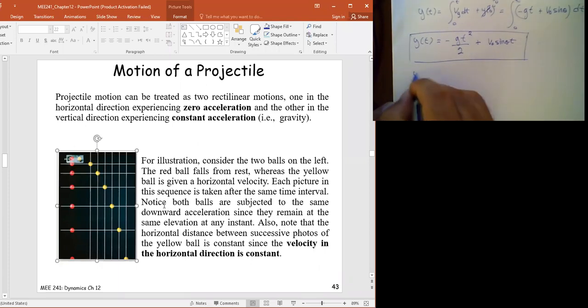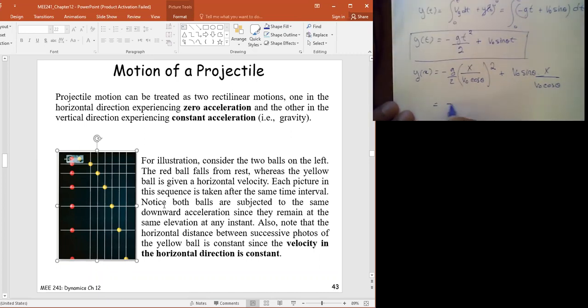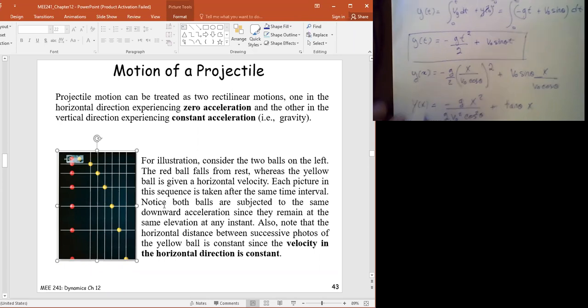So basically, I have now y as a function of x is equal to minus g over 2 t squared, where t is equal to x divided by v0 cosine theta, squared, plus v0 sine theta multiplied by t, which is equal to x divided by v0 cosine theta. So that is going to be equal to minus g over 2 v0 squared cosine squared theta x squared plus v0 and v0 will cancel out. Sine theta divided by cosine theta is equal to tangent theta x. So this is your y as a function of x.